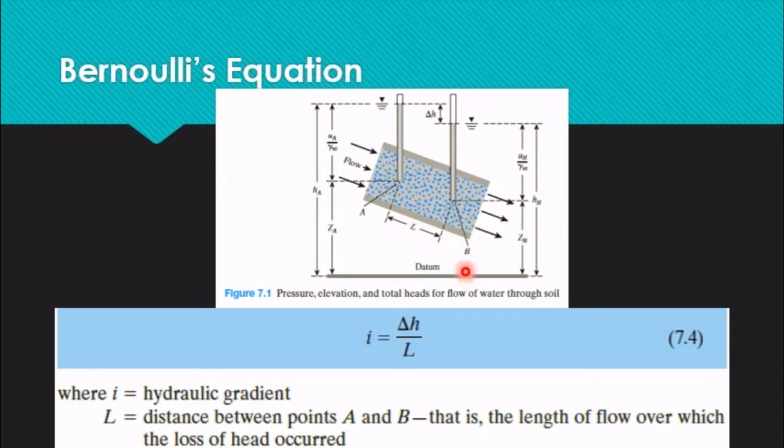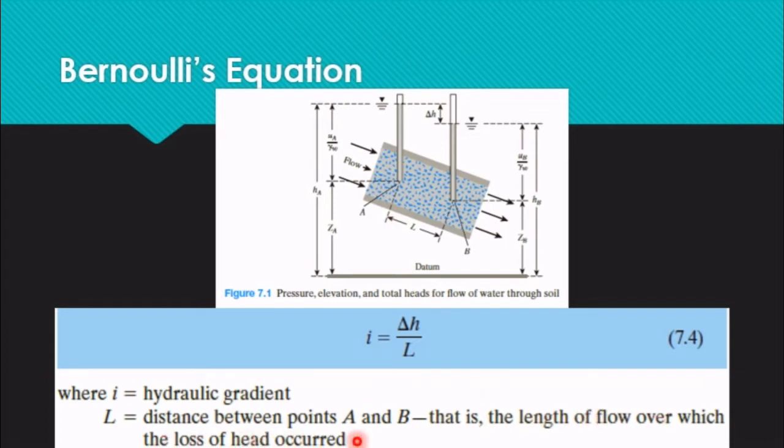So laging yung length nung the distance between 2 points with respect to or parallel to the flow. So kung naka-incline yung flow, naka-incline din yung L mo. So ito yung difference between point or the distance between points A and B. Ayun, the length of flow over which the loss of head occurred.